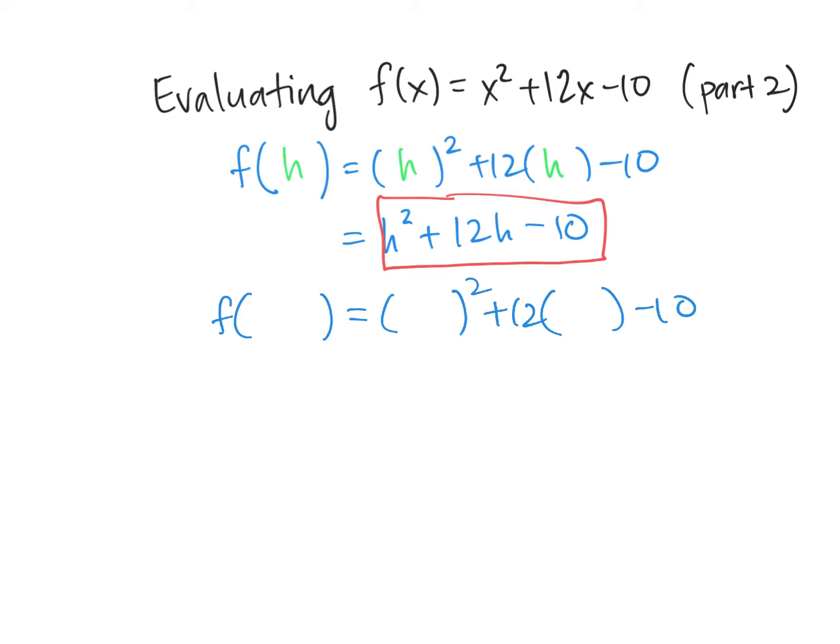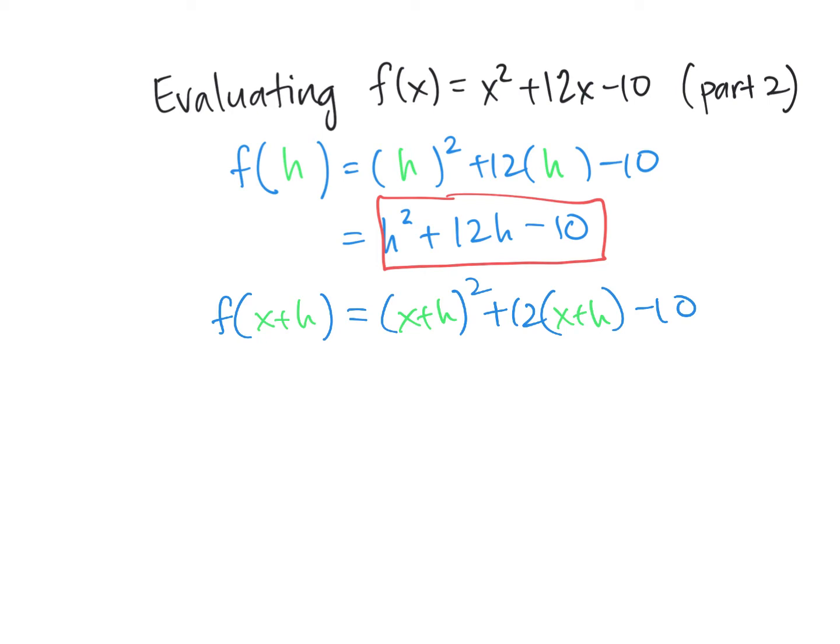So what do I want to evaluate it for besides h? How about x plus h? So what do I do with that x plus h? Same thing I've done with everything else. I'm going to plug it into the original function everywhere there was an x. So instead of x squared, I'm going to write x plus h squared. Plus 12 times, instead of x, I'm going to call that x plus h. So that's the plugging in step, but I still need to simplify.